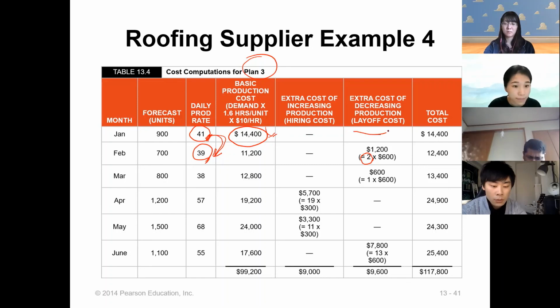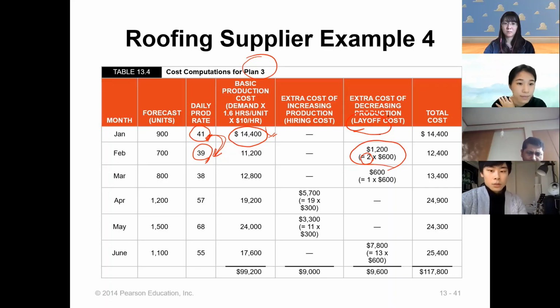This 2 is a layoff because you are reducing the quantity. So from 41 reduced to 39, there is a 2 unit reduction. So these 2 units is the cost for laying off or the cost of decreasing production. So this is the cost of decreasing production plus the basic production cost. You do that for the same. So from 39 to 38, there is a 1 unit layoff or decrease in production.